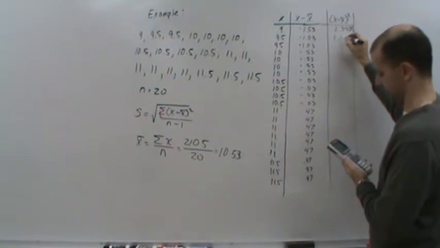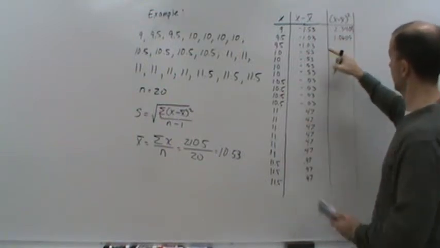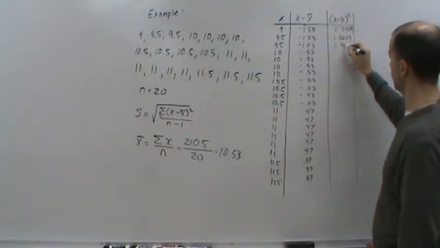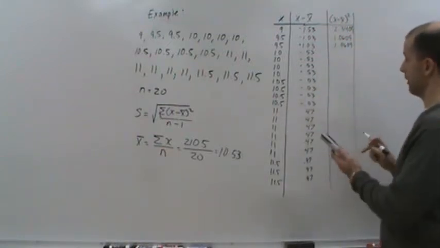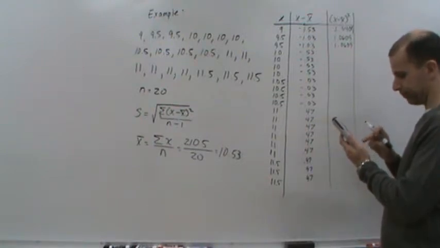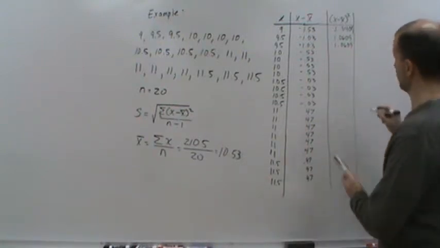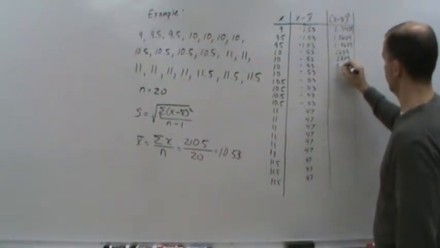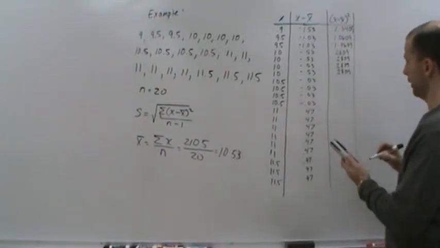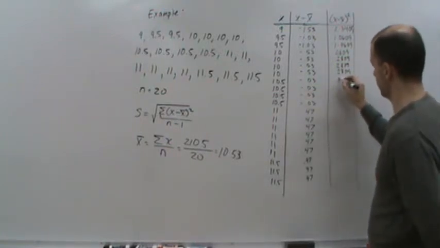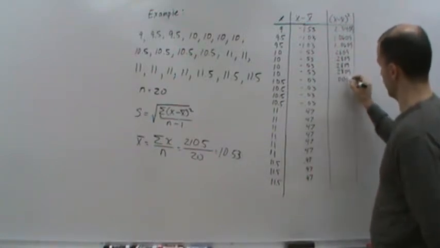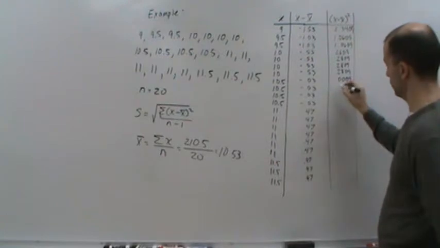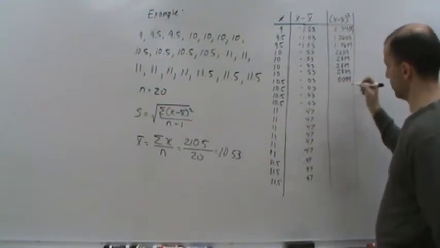So 1.0609, and again, that's going to be repeated. Then 0.53, so negative 0.53, squared is 0.2809, which is repeated several times. And then 0.03, this is just going to be 0.0009, because 3 squared is 9, so 0.03 squared is 0.0009.